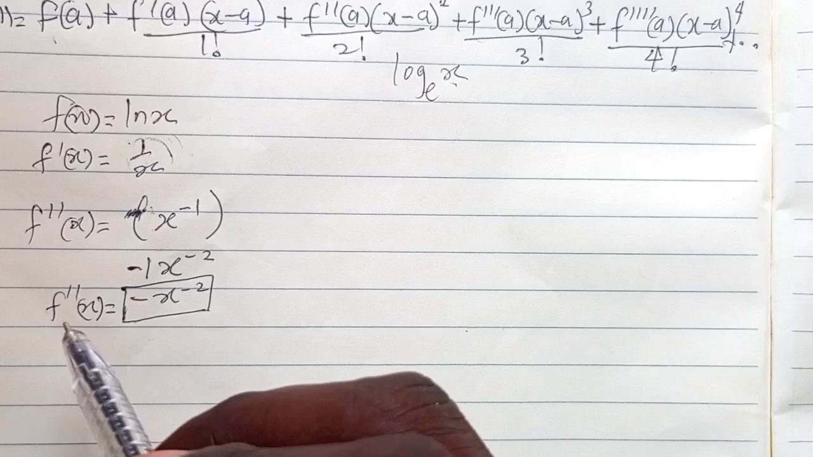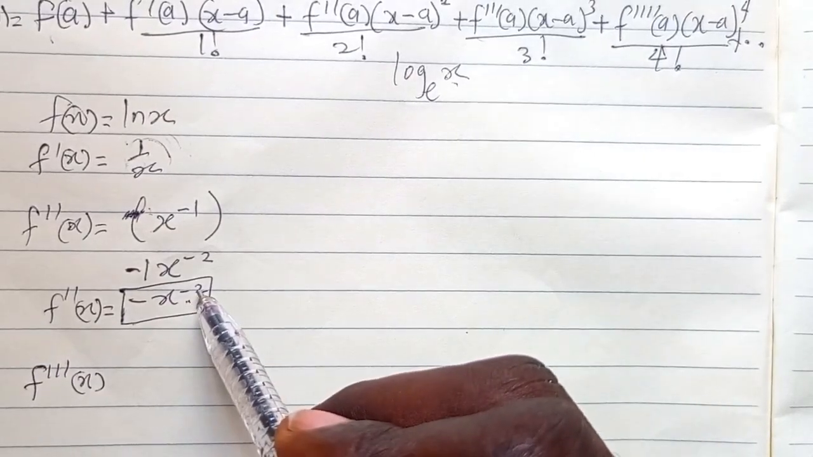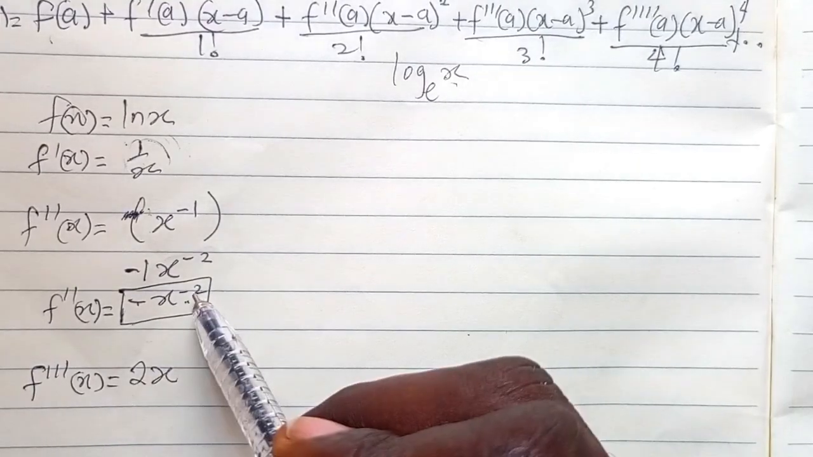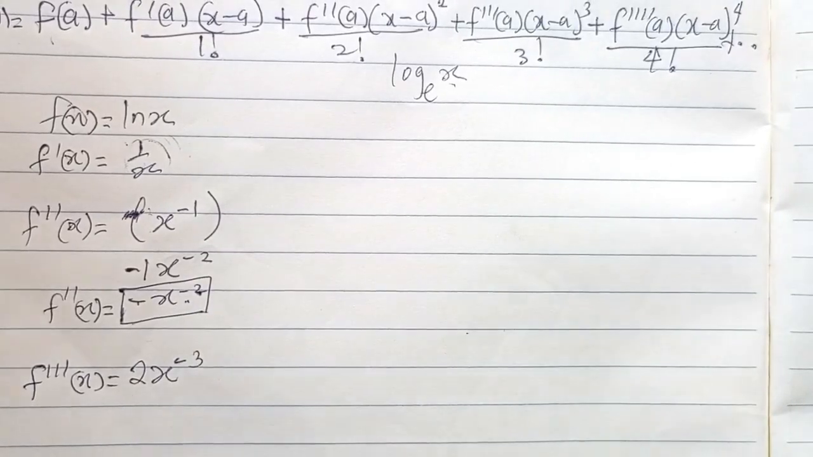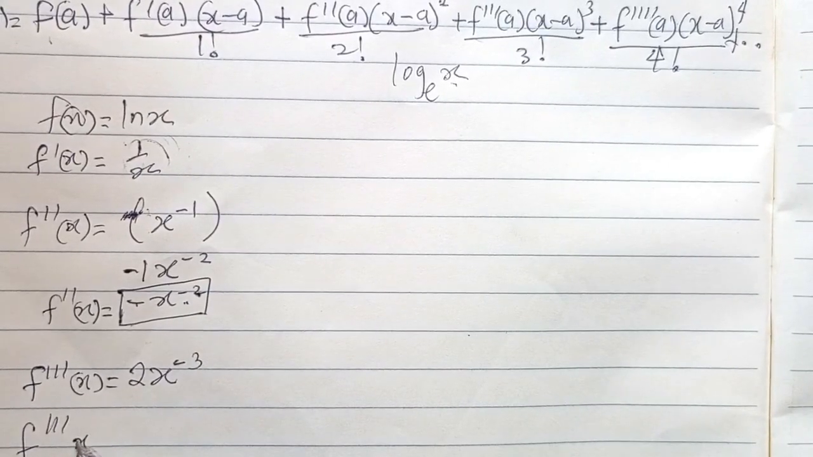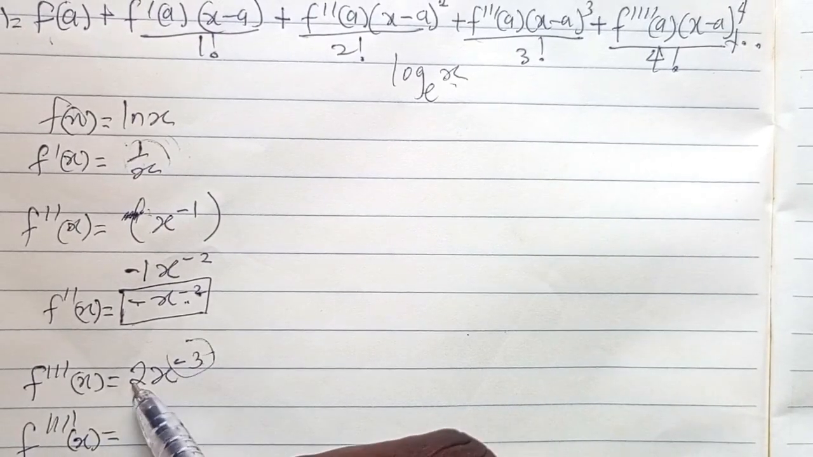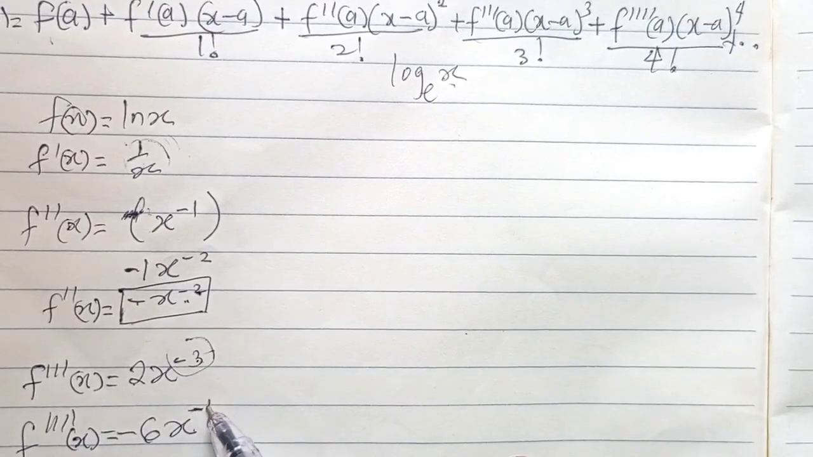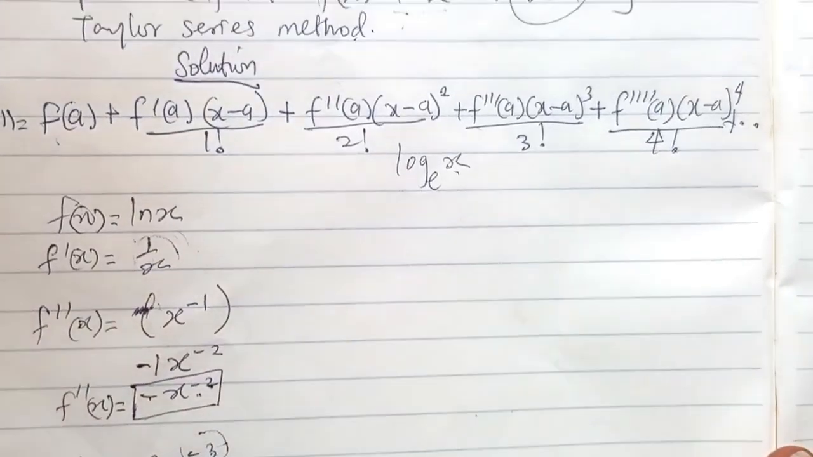Then differentiate the third time, f prime prime prime of x. Differentiating this one now, this minus 2 will just times this minus 1 here, so that will give me 2x. I'm going to subtract 1 from the power, that will be minus 3. Okay, now I'm going to differentiate the fourth time. For this 3 here, we times this 2, that will be minus 6x. This one becomes minus 4, as I'm subtracting 1 from it, from the differentiation method.